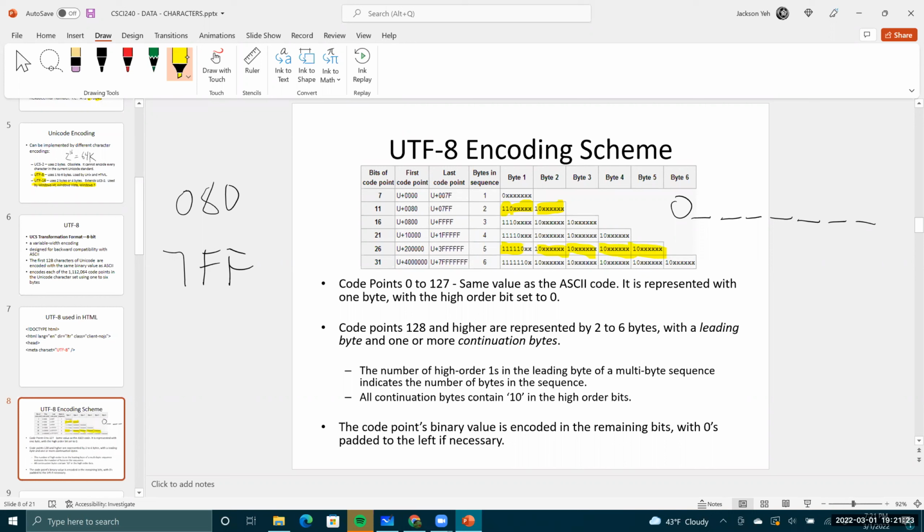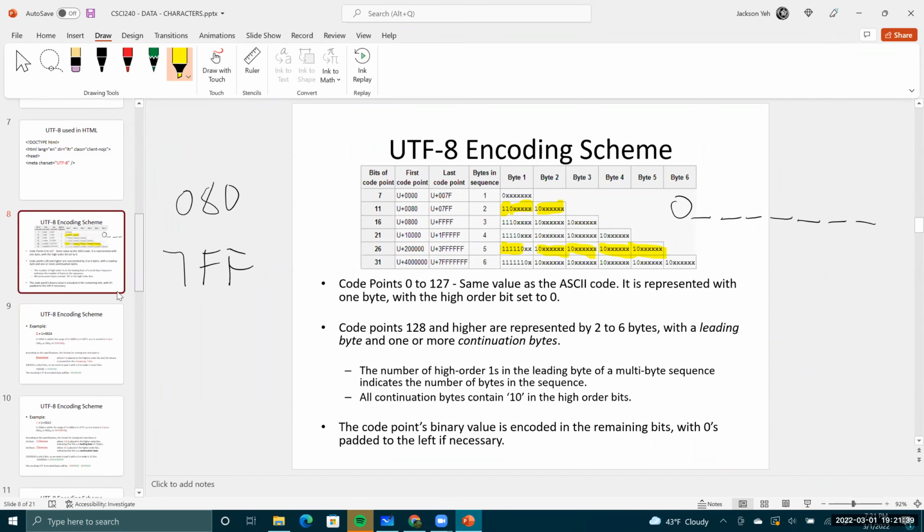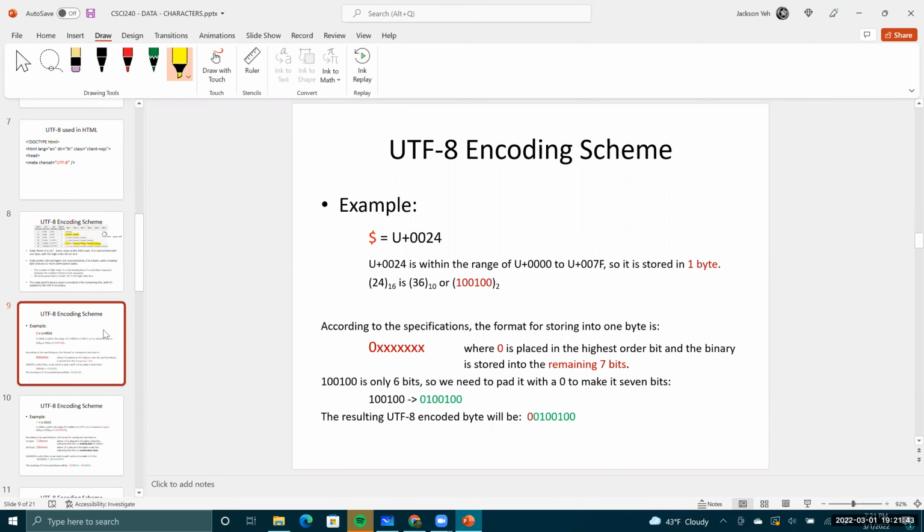Okay? So once you determine how many bytes there are in every character, the next step is to write out this template for your byte pattern. And then we fill it in. All right, so let's quickly go through an exercise just so you can see how this is done. First, let's do a really easy one. The first easy one is the $ sign. The $ sign is Unicode 0024.